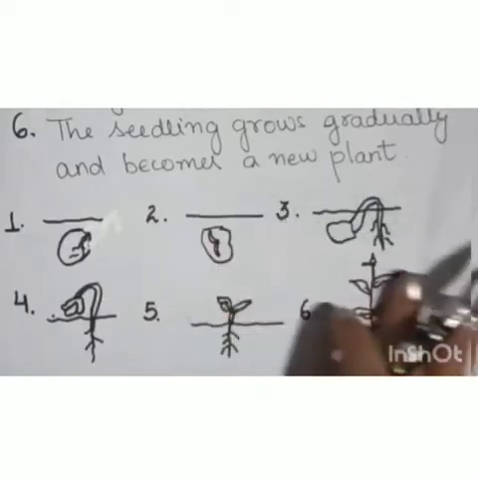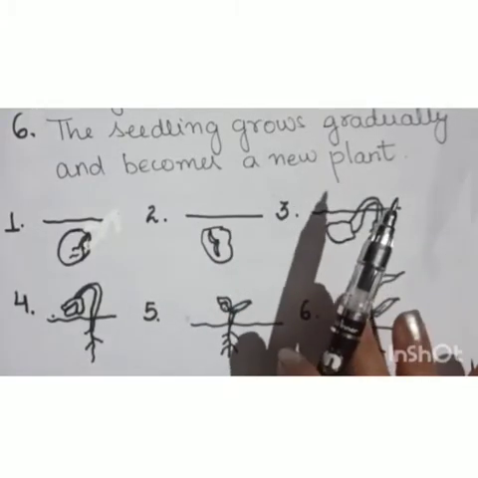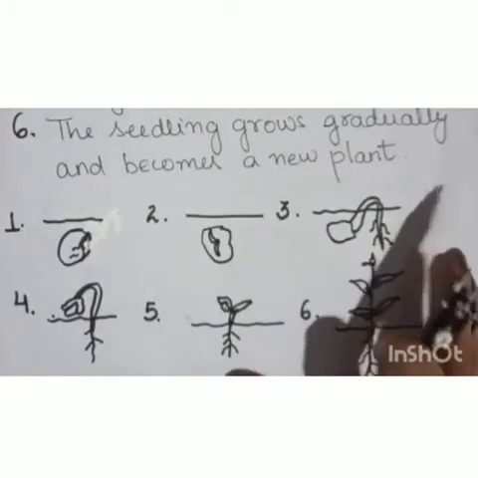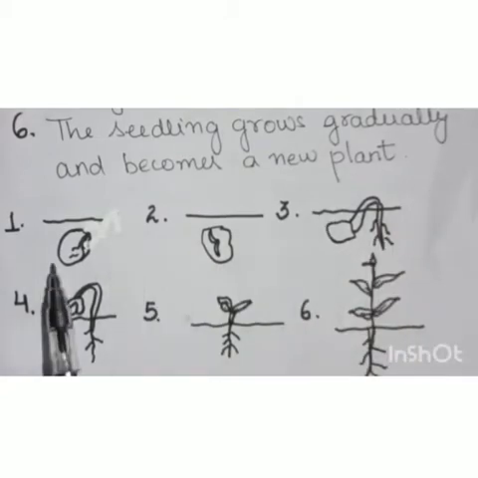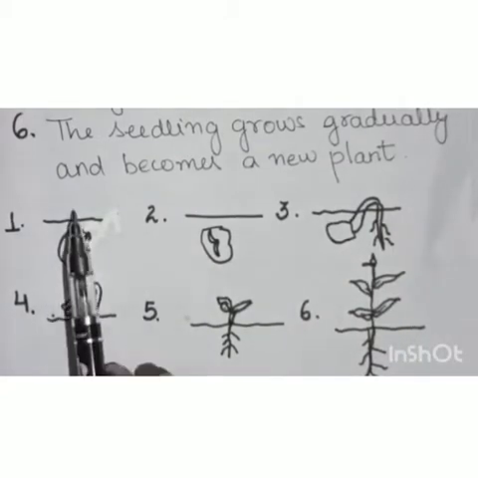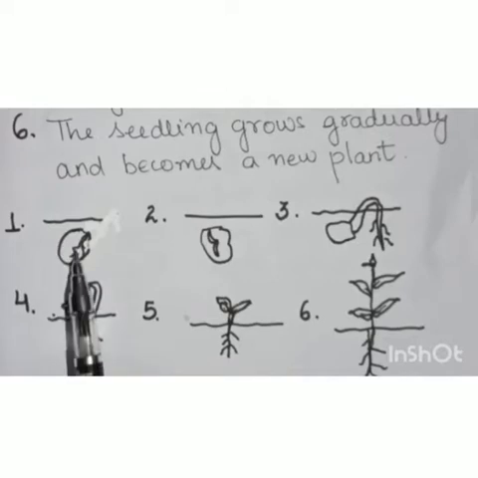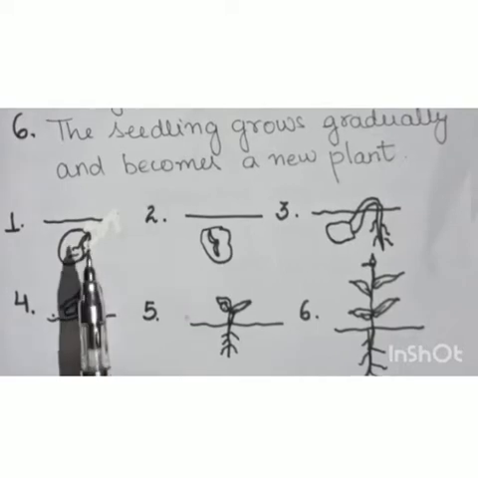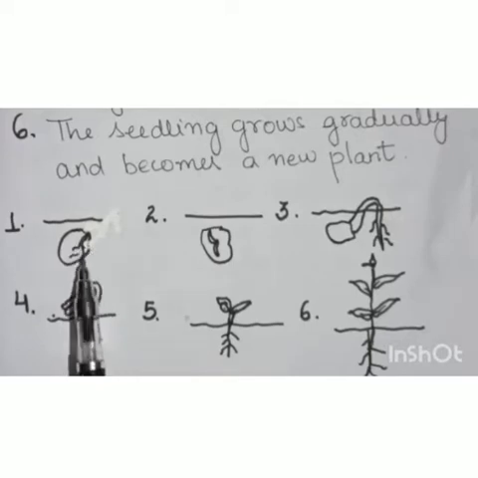Now let me explain the process of germination or the stages of germination through the diagram. Now you can see here, this is a bean seed and it is inside the soil. When it gets proper or suitable conditions, then it starts germinating. So what is the first stage? The first stage is that the seed absorbs water, swells up, and then it bursts through the seed coat.